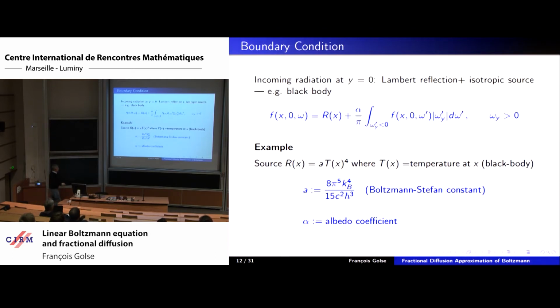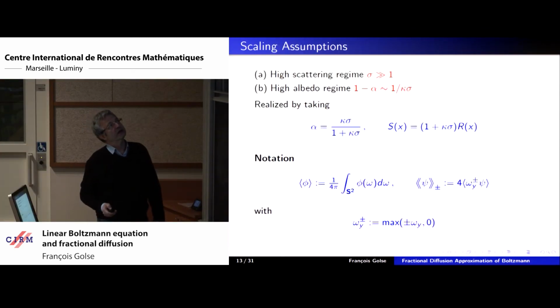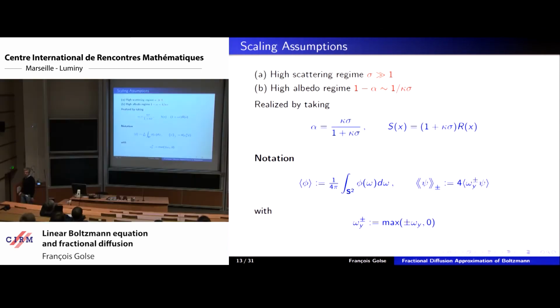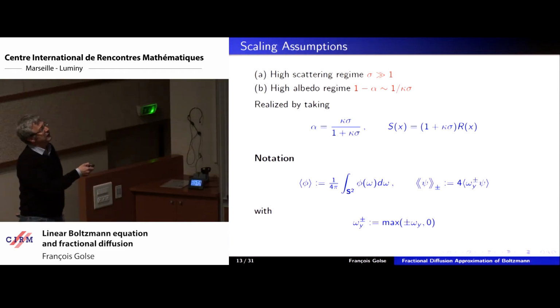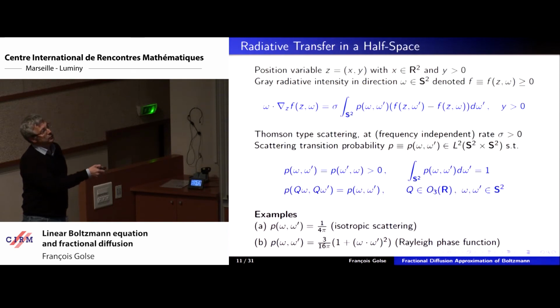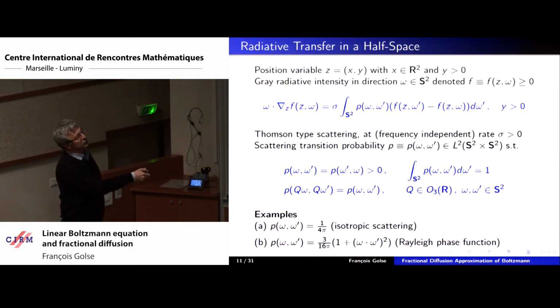Good, so with this, now I can introduce the scaling assumptions I need in order to derive this fractional diffusion equation from this scaled Boltzmann equation. So I'm going to consider a high scattering regime everywhere in the domain. So here I remind you that the domain is this upper half space, right? So everywhere in this domain I'm going to have a high scattering regime. And so, you know, this assumption manifests itself by the fact that I choose sigma to be large.